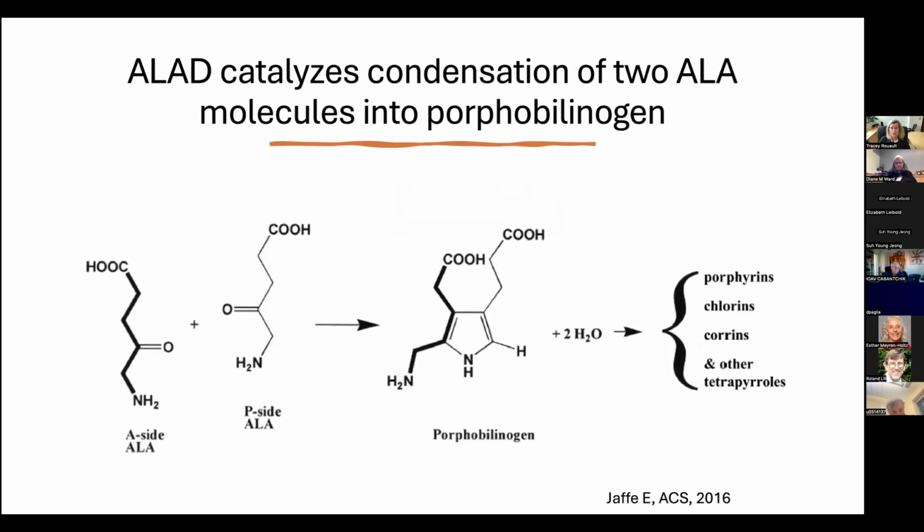ALAD catalyzes the condensation of 2 ALA molecules into porphobilinogen. And here is the reaction. Here's ALA and ALA, and they condense to form porphobilinogen. And then that goes on to participate in many other larger, more complex molecules.